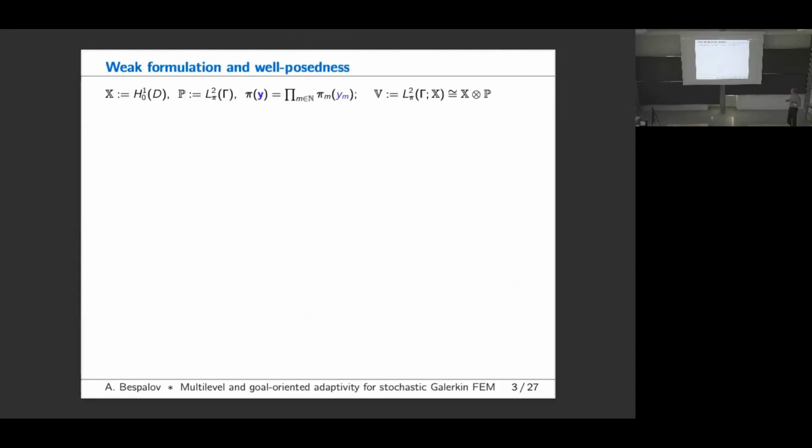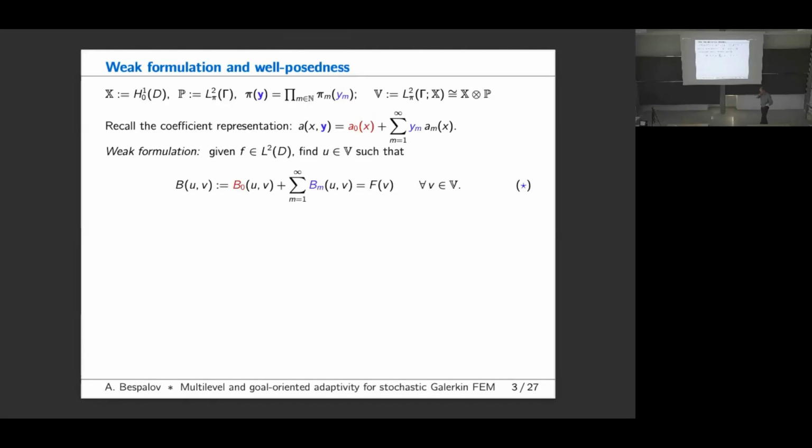In the functional analytic framework, the functional spaces will be in this blackboard font. X is H1 naught, capital P is L2 with respect to this probability measure, and V is a Bochner space, which is equivalent to the tensor product of X and P.